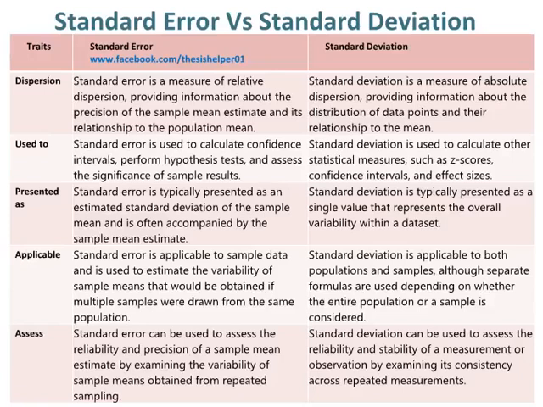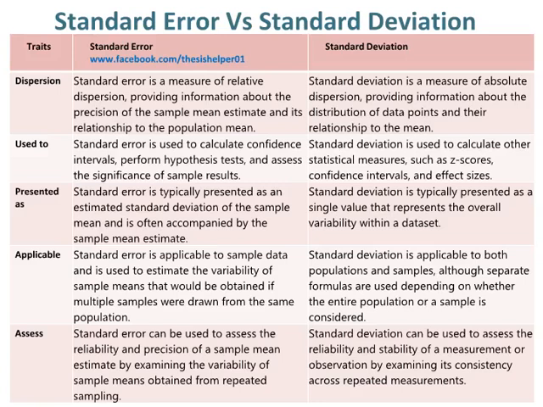Whereas, standard deviation is a measure of absolute dispersion, providing information about the distribution of data points and their relationship to the mean. Standard error is used to calculate confidence intervals, perform hypothesis tests, and assess the significance of sample results. Whereas, standard deviation is used to calculate other statistical measures, such as z-scores, confidence intervals, and effect sizes.